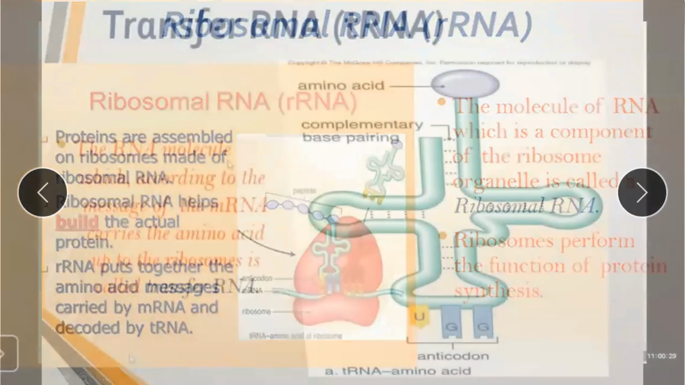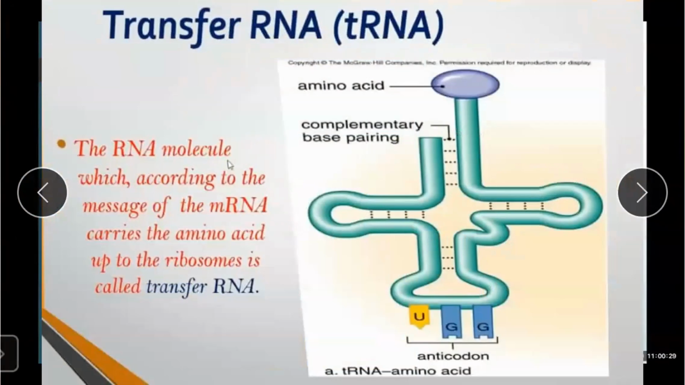Now, moving towards the third type of RNA, that is transfer RNA. Now, what is transfer RNA and how do we write it? We write it as tRNA. tRNA means transfer RNA. You can understand from the word only. Transfer means to decode or to transfer the messages. Okay. So this RNA molecule, which according to the message of mRNA, carries the amino acids to the ribosomes, is called transfer RNA.